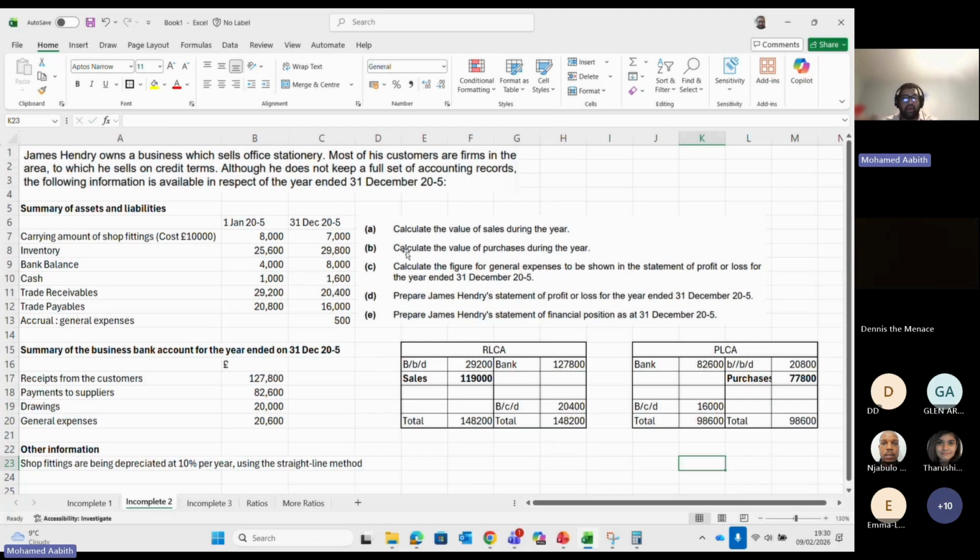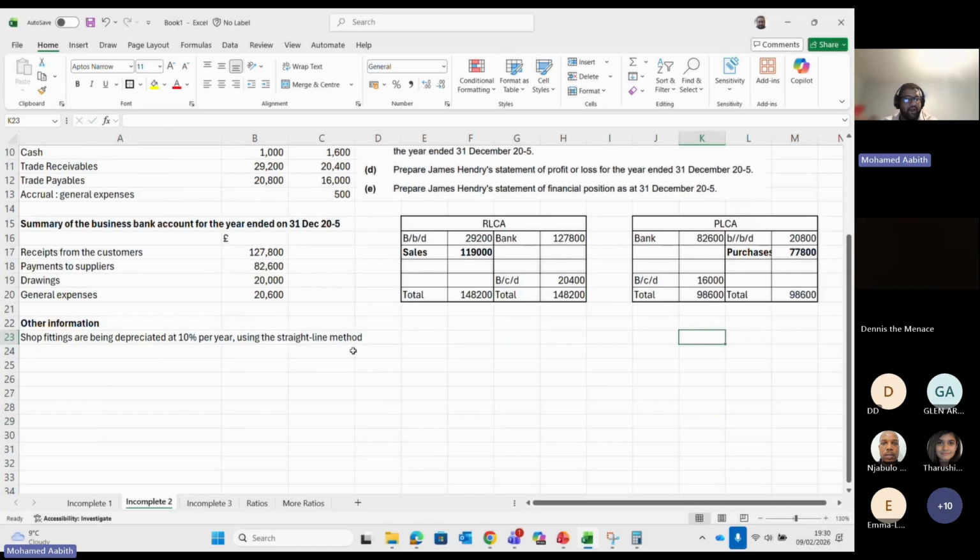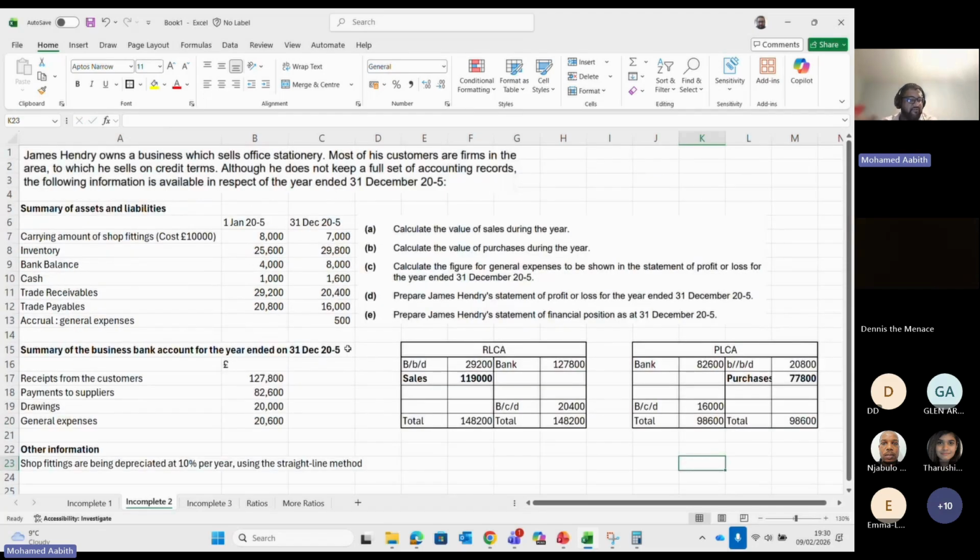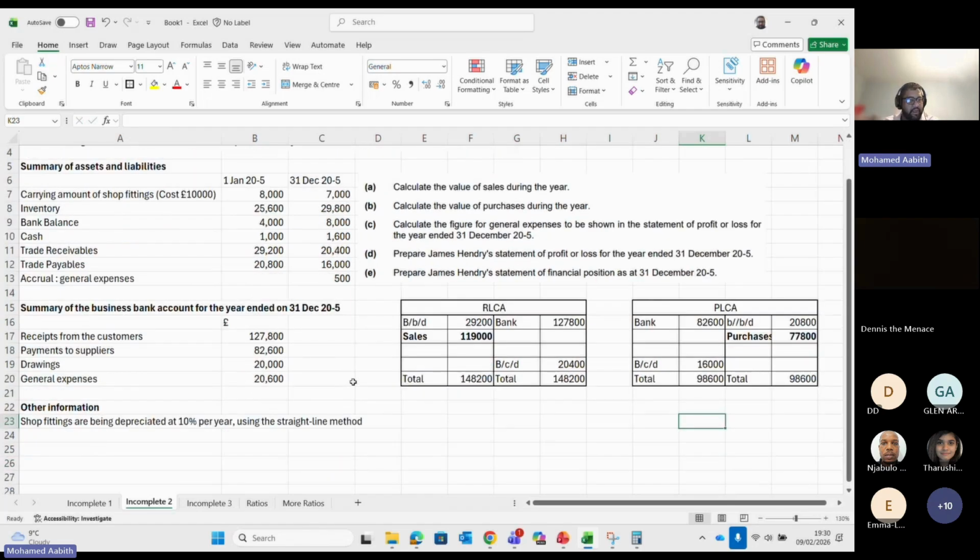So they're asking you here, calculate the figure of the general expenses to be shown in the statement of profit and loss for the year ended 31st of December 2015. What we have to remember now is to think about what information we need, and what information is missing for us. So we have to find out what the general expenses are, and how they need to be shown in my accounting details.